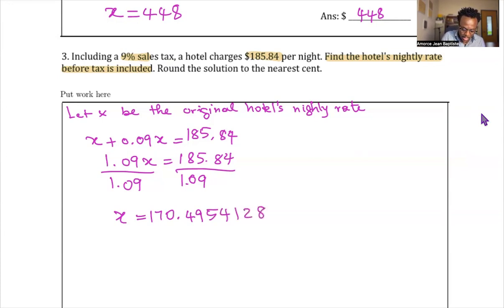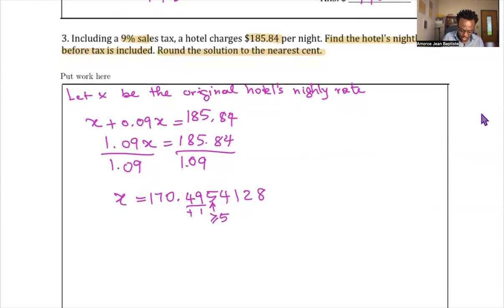170.4954128. They said that I needed to round to the nearest cent. Because this digit is greater than or equal to 5, then we need to add 1. So X is 170.50.